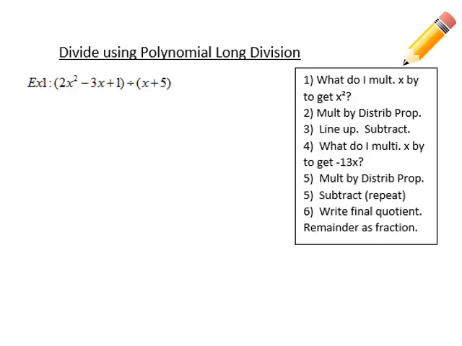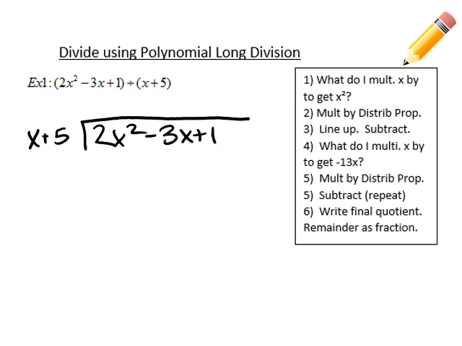Alrighty, let's take what we reviewed with long division and apply it to polynomials. We want to start off by setting up our long division with our divisor on the outside and our dividend underneath. I've got the steps written out here, so let's walk ourselves through. What do I multiply this outer x by to get a 2x squared? Well, I definitely need a 2, and I need an x. 2 times a 1 gets me to 2, and an x times an x gets me to that x squared.